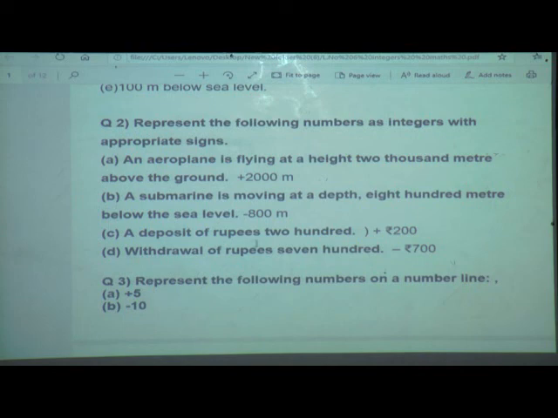Next question, a deposit of rupees 200. Deposit means we have deposited some amount in the bank. So deposit means it is plus, and if we withdraw then it is minus. So deposit of rupees 200, that is plus 200. Withdrawal of rupees 700. Withdrawal, just now we have seen, it means minus. So withdrawal, answer is minus rupees 700. Next question, represent the following numbers on a number line.